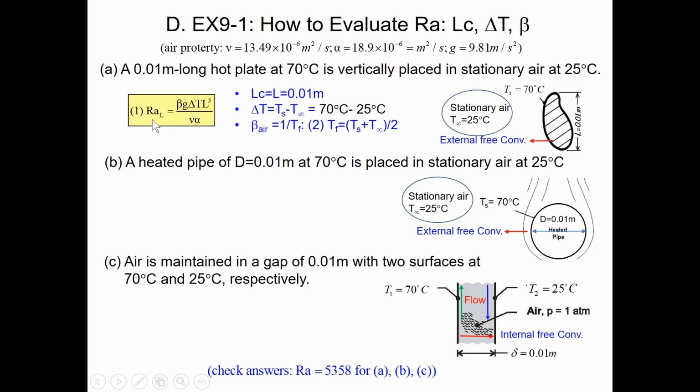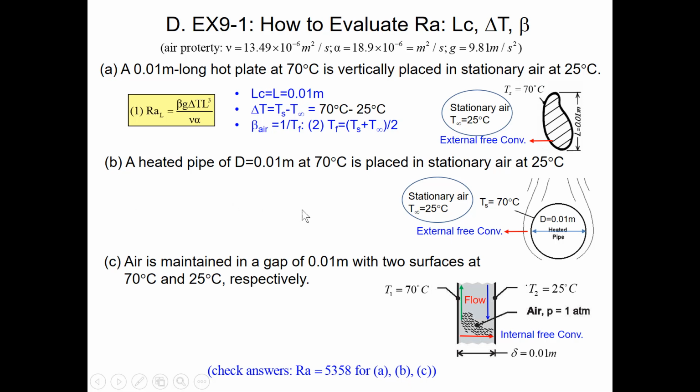Equation 1 defines the Rayleigh number, where Lc is the length L, delta T is between the solid surface plate Ts and the moving fluid air T infinity. Beta is calculated from the plate temperature and air temperature.